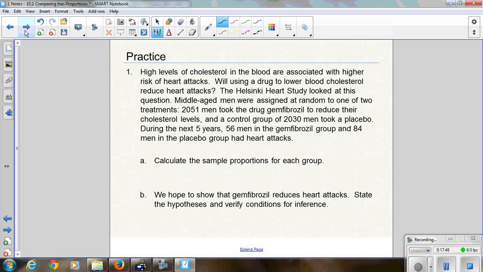Middle-aged men were assigned at random to one of 2 treatments. 2,051 men took the drug gemfibrozil to reduce their cholesterol levels, and a control group of 2,030 men took a placebo.